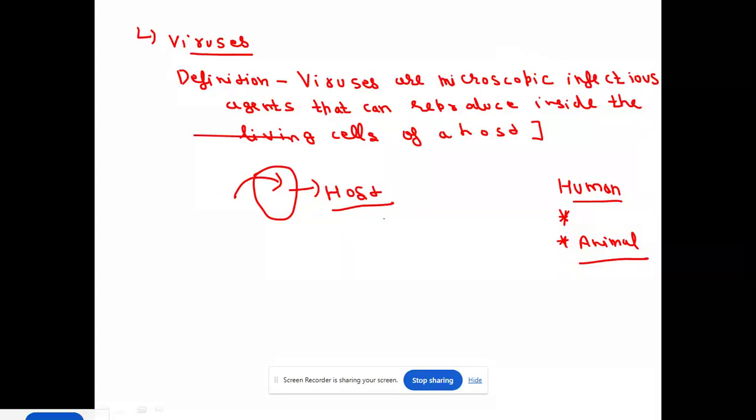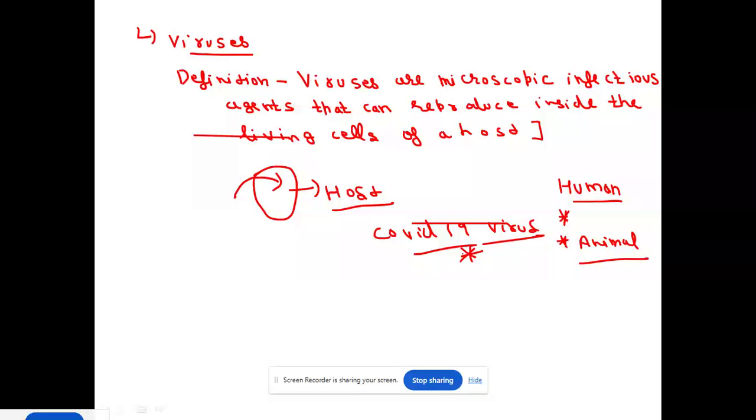You might have heard about the COVID-19 virus. Okay, coronavirus. Have you heard about it? So yeah, that is also a virus. So when the virus enters the body of any person, it is going to multiply, meaning increase its number. Okay. So what we can say, viruses are microscopic infectious agents that can reproduce inside the living cells of a host. So actually they are non-cellular. Viruses are non-cellular.